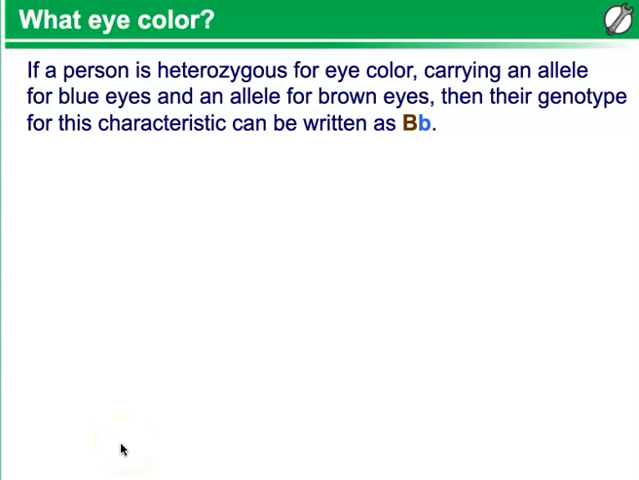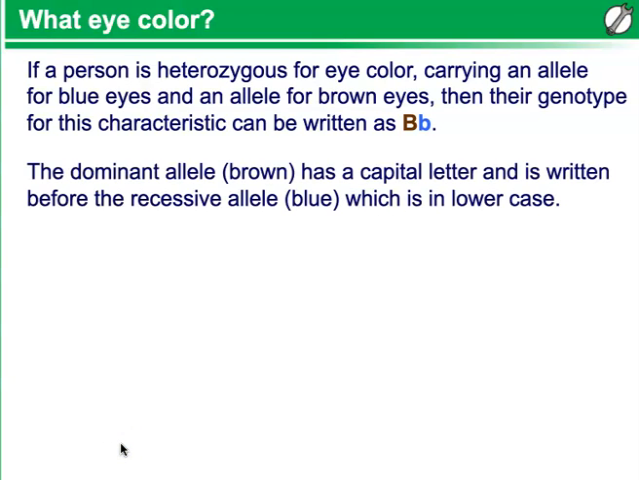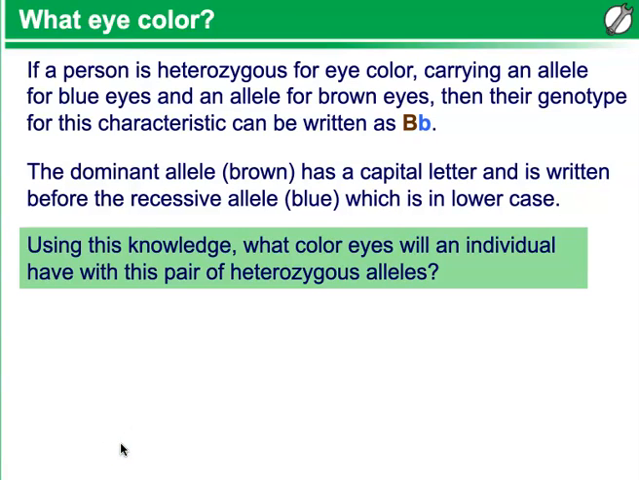So what about eye color? If a person is heterozygous for eye color, carrying an allele for blue eyes and an allele for brown eyes, then their genotype for this characteristic can be written as big B, little b. The dominant allele, brown, has a capital letter and is written before the recessive allele, blue, which is in lowercase. Using this knowledge, we know that the eye color of this example ends up being brown.